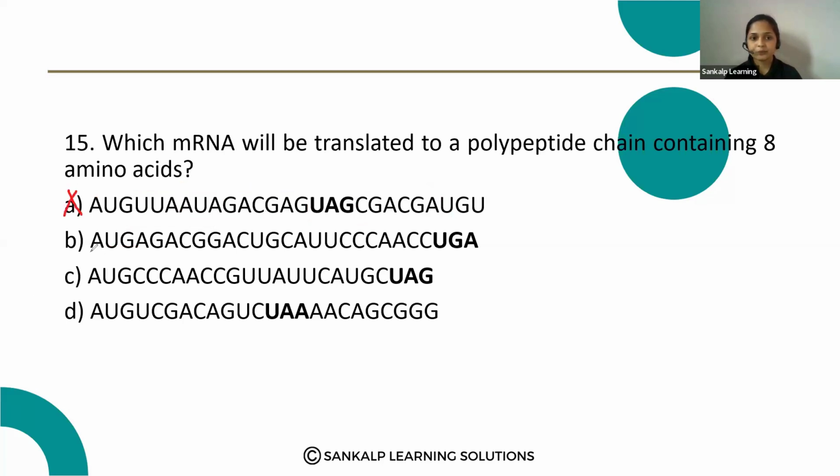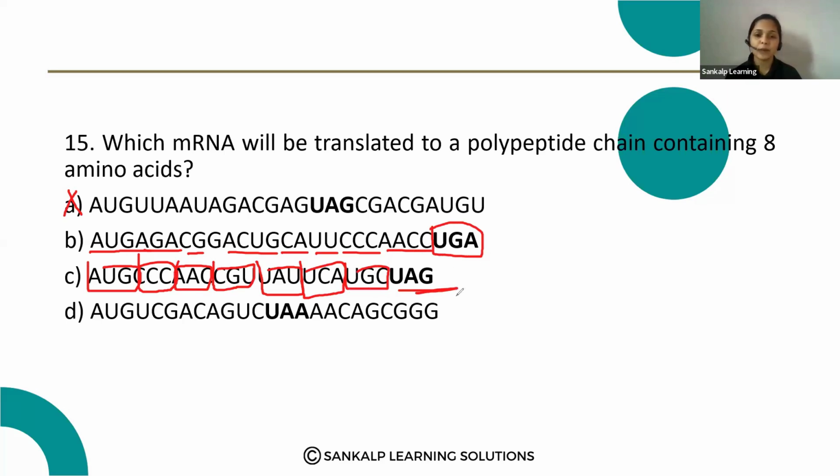Check the second one. 1, 2, 3, 4, 5, 6, 7. So this is 8. Total 8 is there. So here is the stop codon. Next, check it once. 1, 2, 3, 4, 5, 6, only 7. So this is the stop codon which does not code for any amino acid.